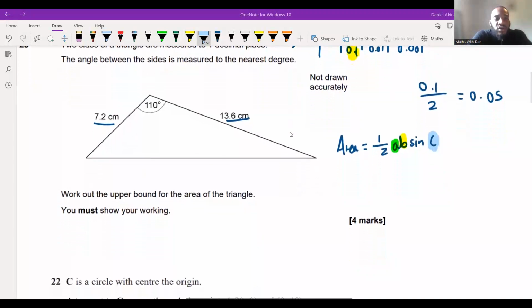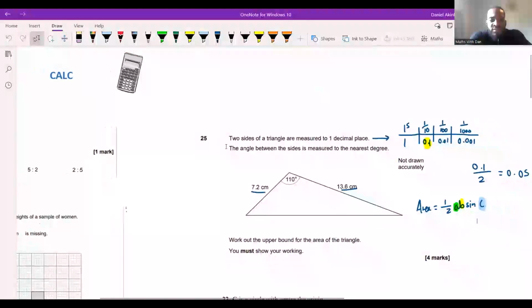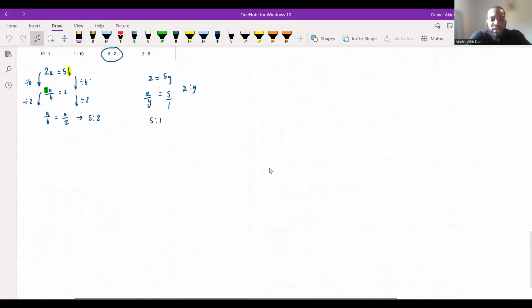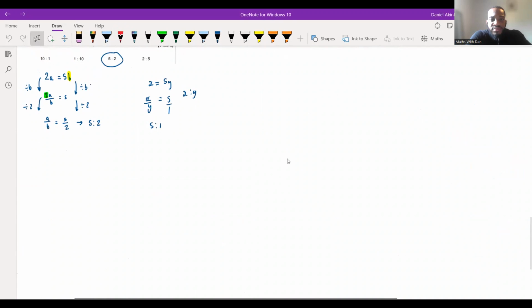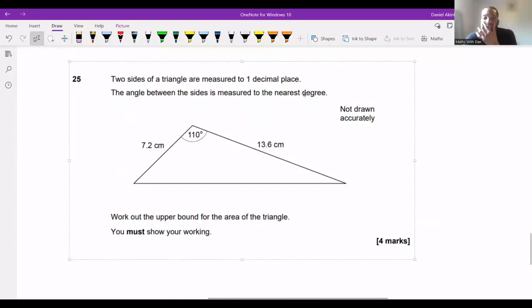Let me put this here. Let's see. Two sides of a triangle are measured to one decimal place. The angle between the sides is measured to the nearest degree. Work out the upper bound of the area.